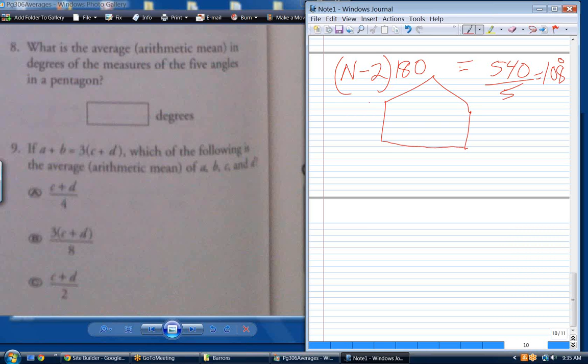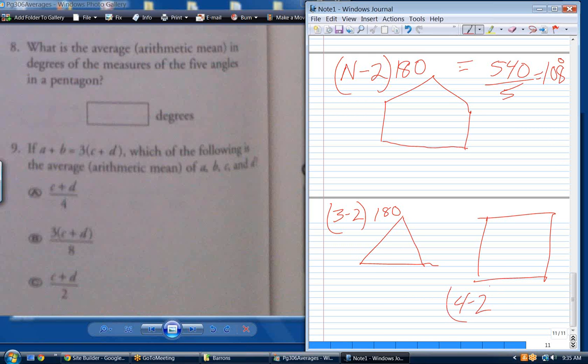But if you're not sure if you've memorized the formula correctly, apply it to triangles. Notice that we have 3 minus 2 times 180, and we know that's correct for a triangle. Apply it to squares, and we know that would be 4 minus 2 times 180, which is 360. So if the formula that you think you remember correctly works on triangles and squares, then it almost certainly is the correct formula. But that's it. N minus 2 times 180.